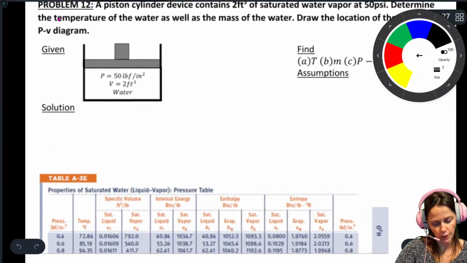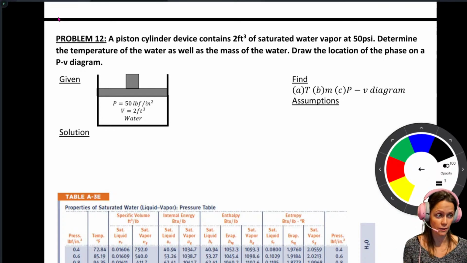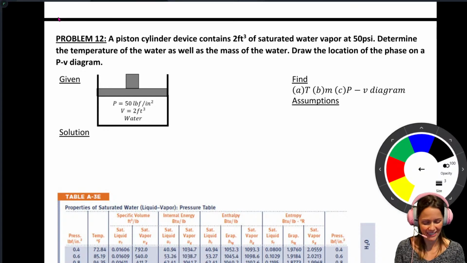So problem 12, and once again, just as a reminder, you are more than welcome to interrupt me. Please do if I'm doing something stupid or if you have a question, okay?